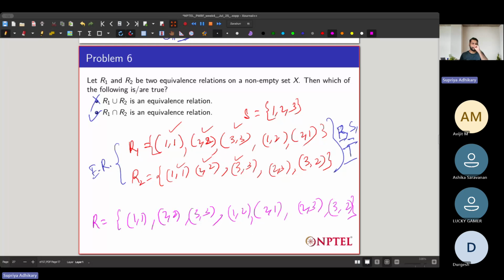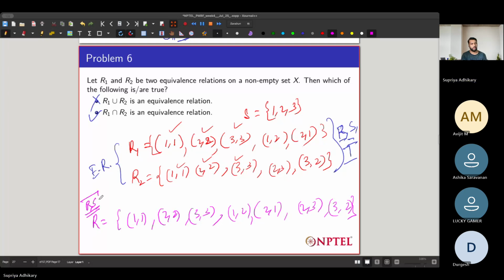This is the union of R1 and R2. Now, like before, since we have already seen that if we take the union of two relations, then if these two relations are reflexive, then the union should also be reflexive. If these two relations are symmetric, then the union should also be symmetric. But what about transitivity?